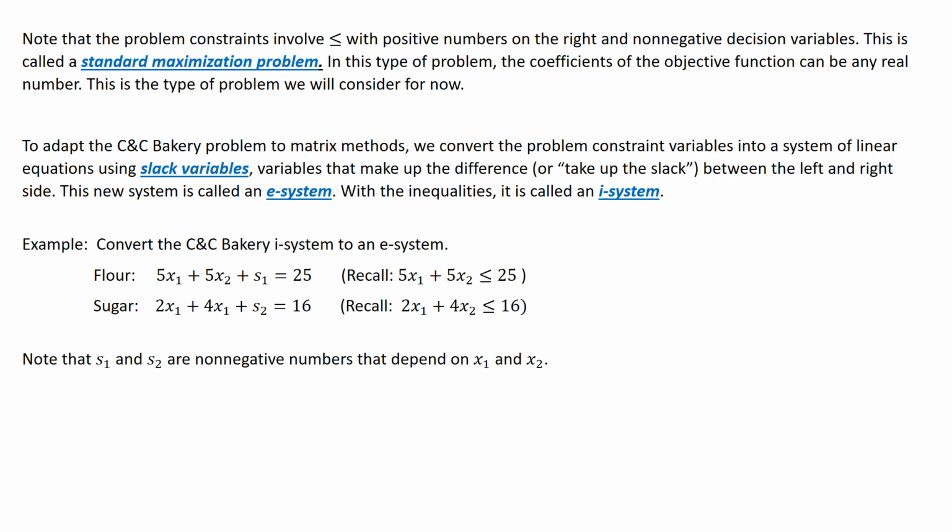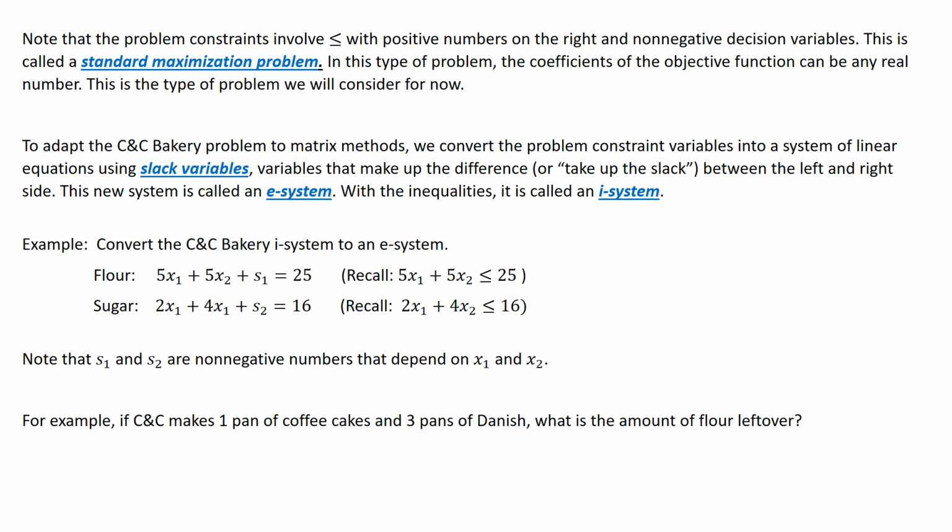And S1 and S2 are completely dependent on x1 and x2. And we can see this in the example below. If the bakery makes 1 pan of coffee cakes and 3 pans of Danish, what is the amount of flour left over? Well, we can find this out by using the flour constraint. So, 5 times 1 plus 5 times 3 plus S1 equals 25 would give us a value of S1 equals 5. And that means there are 5 pounds of flour left over.